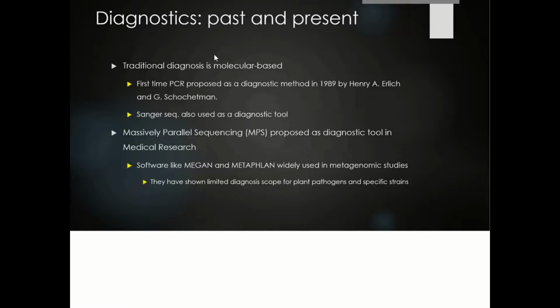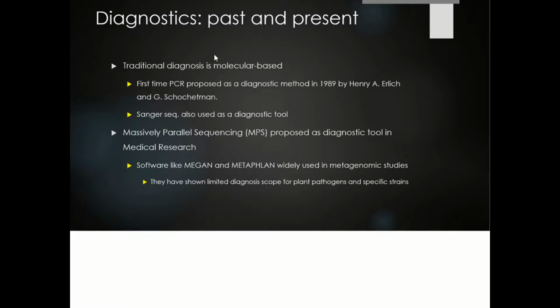So just a little bit of introduction, this one slide introduction. In this case, I'm talking just about diagnostics, past and present. And we know, and most of us know, that traditional diagnosis is molecular based. It might be either PCR or it might be also via protein interaction. I just wanted to mention a little bit of history. Like, the first time PCR was proposed was by Henry Erlich and Trochterman in 1989. Sanger sequencing, we use it here at Oklahoma State and probably in many labs as a diagnostic tool too.